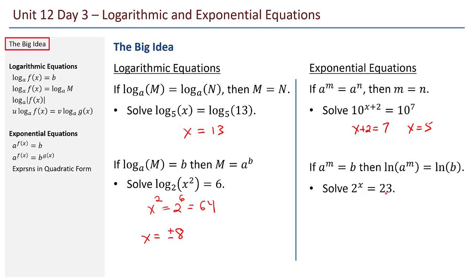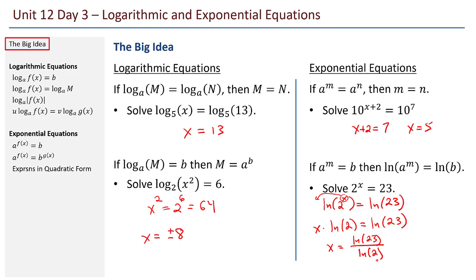Suppose I want to solve 2 to the x equals 23. Then the natural log of 2 to the x is the natural log of 23. And now, here's where I can use my property of logs that the exponent on the inside comes out in front. So this is x times the natural log of 2 equals the natural log of 23. And now I can solve for x. Just divide both sides by ln 2. And there's our answer.